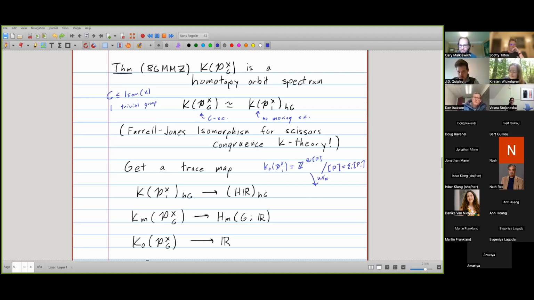So I can take the volume of those polytopes and map this group to the reals. If I do that, that's a map from pi naught of this spectrum to the reals. So it gives a map from this spectrum to the Eilenberg-MacLane spectrum of the reals. And now taking homotopy orbits, this becomes Scissors Congruence K-theory. This becomes a spectrum where at each level, it's just the group homology of the group G with coefficients in the reals.